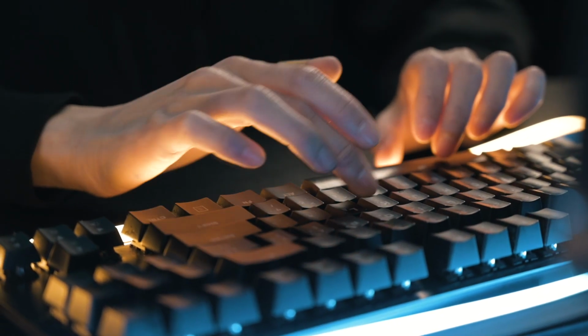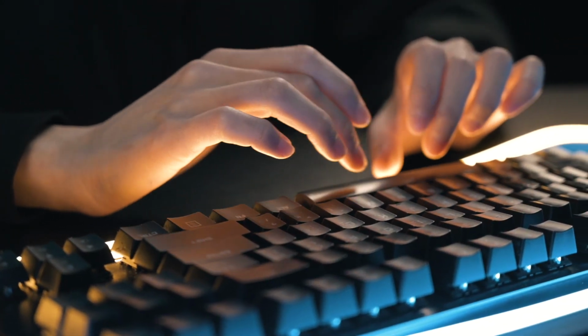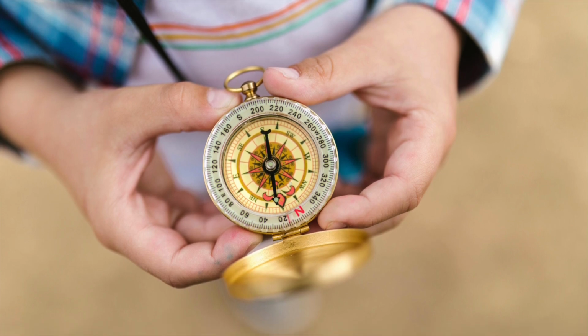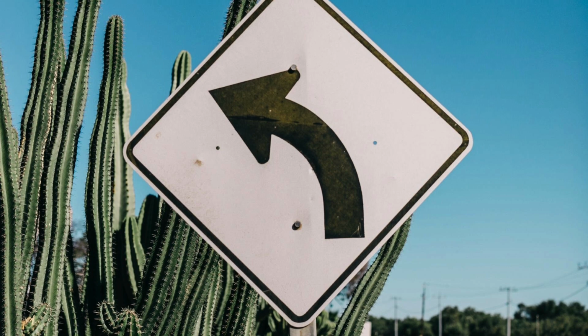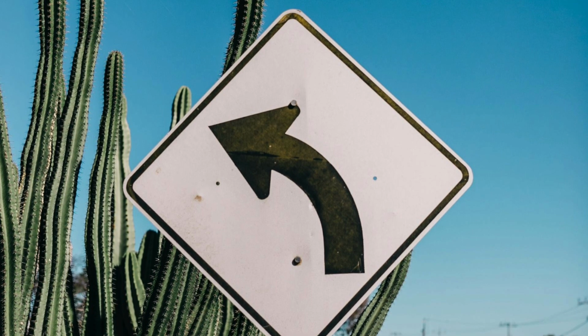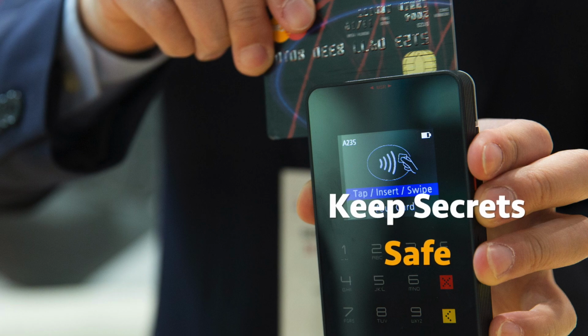Writing error messages that are both descriptive and straightforward is key. Think of them as your coding compass. They should always point your API clients in the right direction by helping them steer through the wilds of code without breaking a sweat.